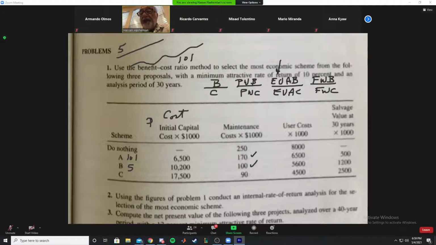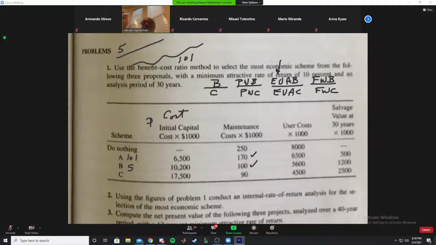So highway 5 has benefit over highway 101. How much is the difference between the maintenance cost? So highway 5 has $70 million more benefit than highway 101, because it costs less money to maintain.